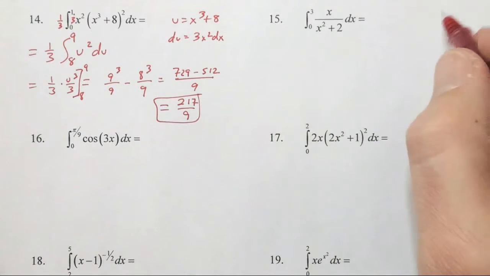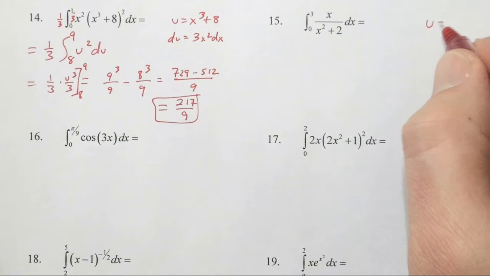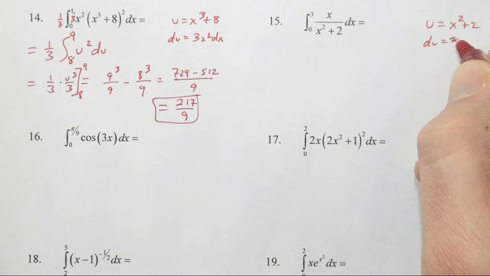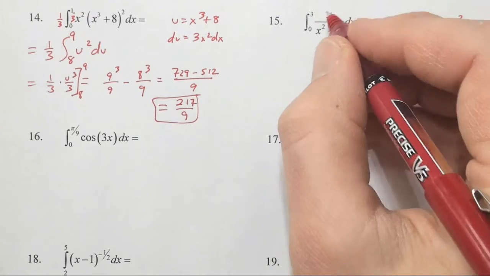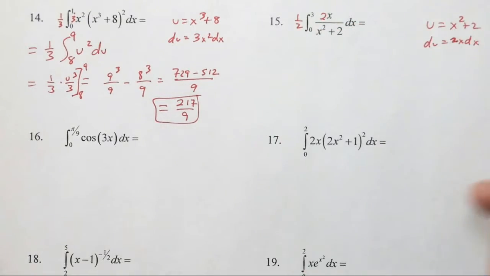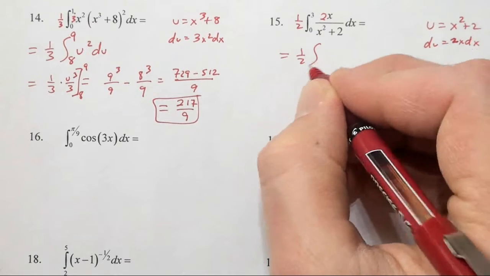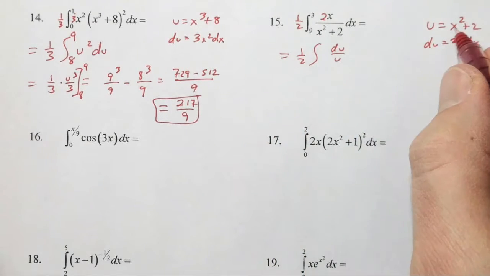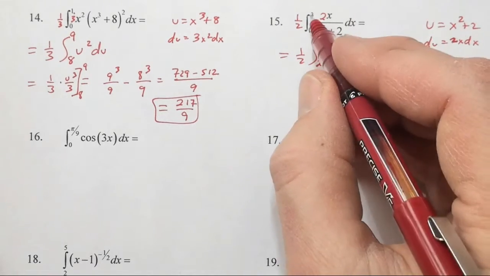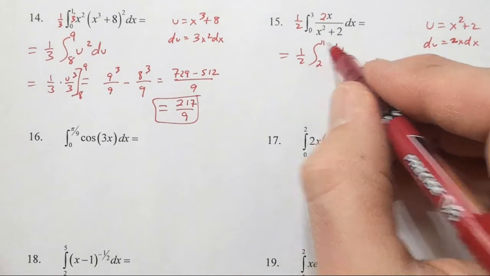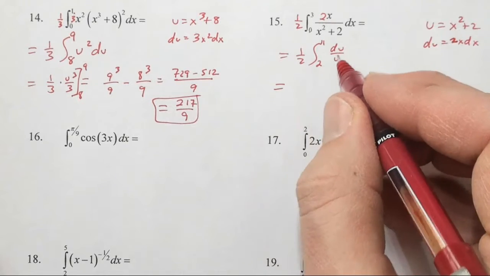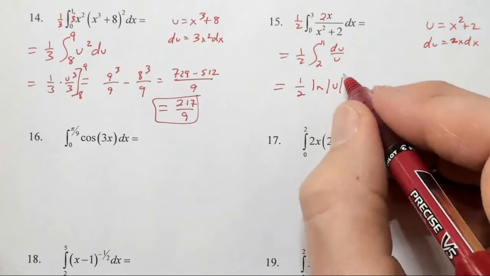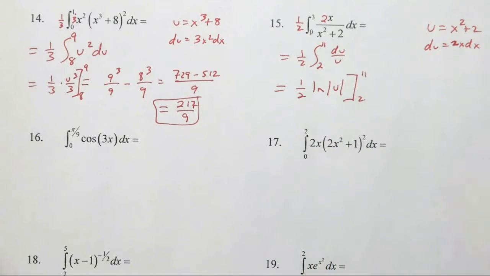For number 15, u is going to be our denominator. So du is 2x dx, 2 1/2. So we have 1/2 the integral of du over u. When we plug in 0, we square it and we add 2. When we plug in 3, we square it and we add 2. The antiderivative of du over u is natural log of the absolute value of u. And that's being evaluated from 2 to 11.